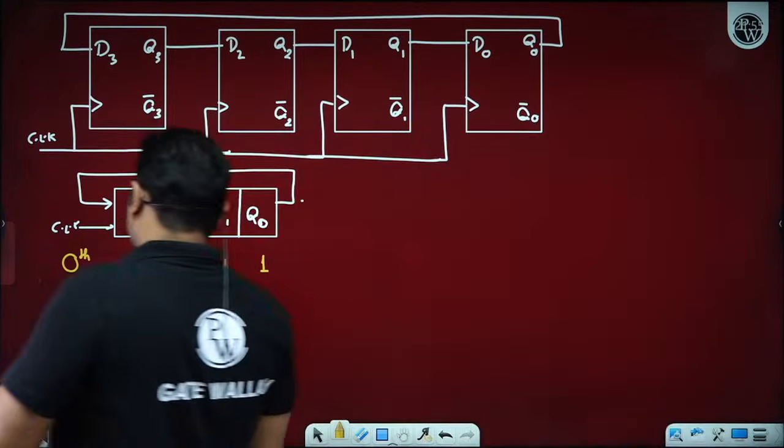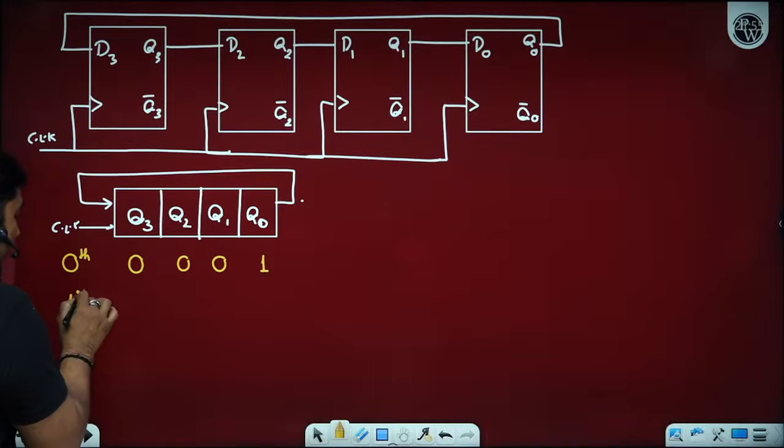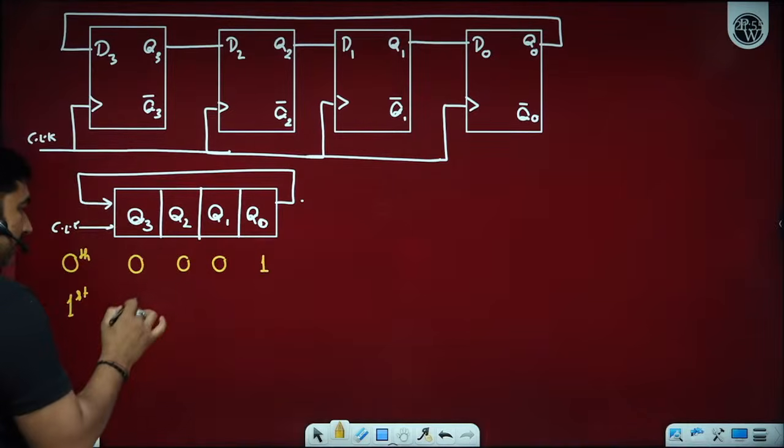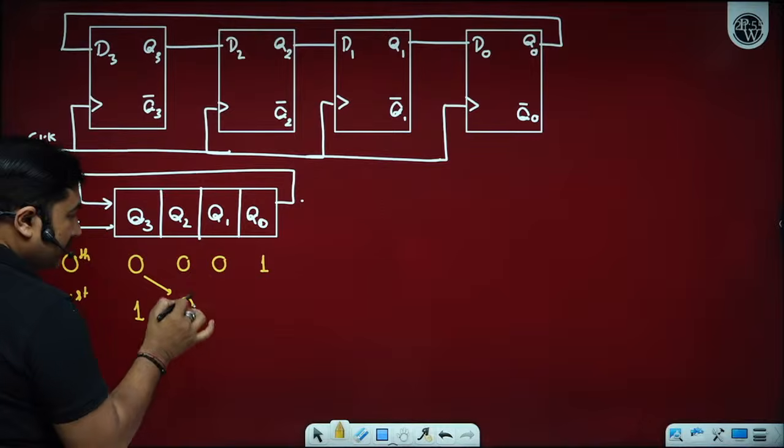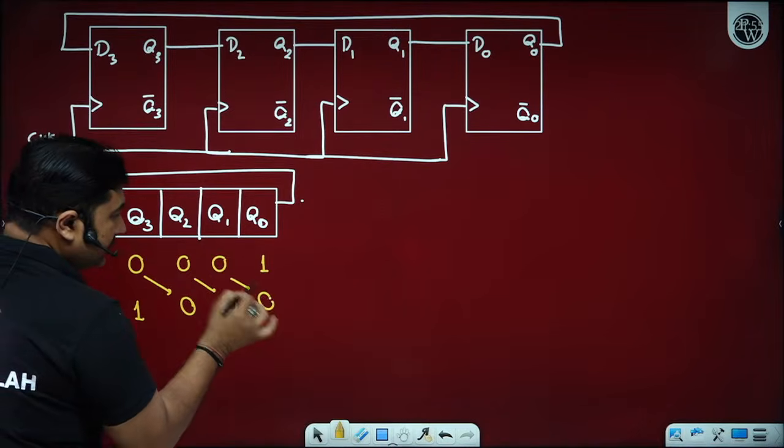Okay. Then on the first clock, what happened? This one will take Q3 position. This will be shifted here. This will be shifted here. This will be shifted here.